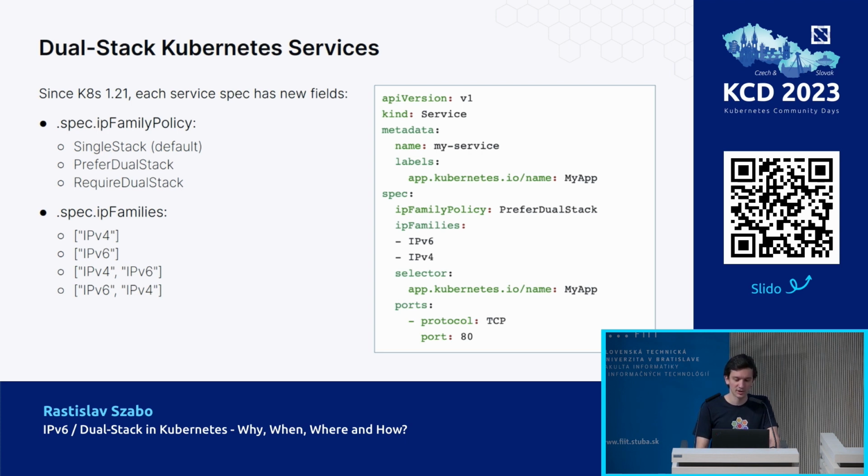So in the example on the right side, I have a service which is defined as PreferDualStack. So this one requests dual stack if it's available in the cluster, but would not fail if dual stack is not available in the cluster. And in the IP families, I specified the list IPv6 and IPv4, meaning that primarily the service would look like it has an IPv6 service address, but it would also support IPv4.